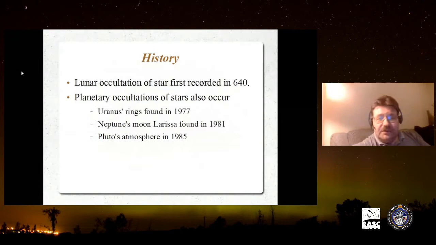And we also measured Pluto's atmosphere in 1985. When an astronomical body with an atmosphere occults the star, the light doesn't just immediately blink off and blink on again. Instead, the light dims and then brightens. And from that, you can measure the density of the atmosphere and learn a few other things.